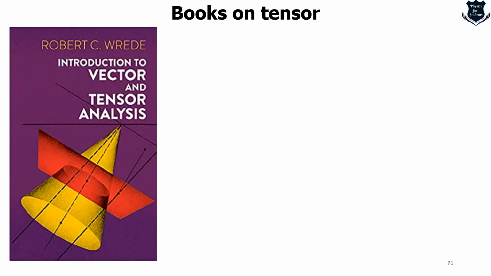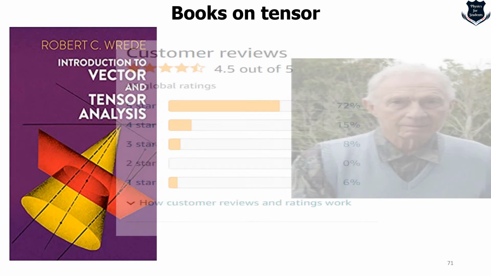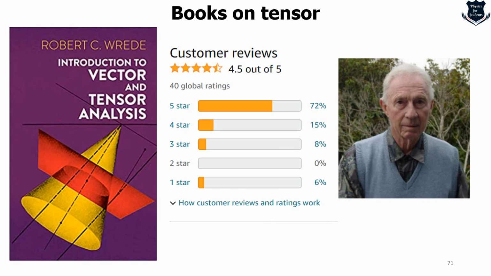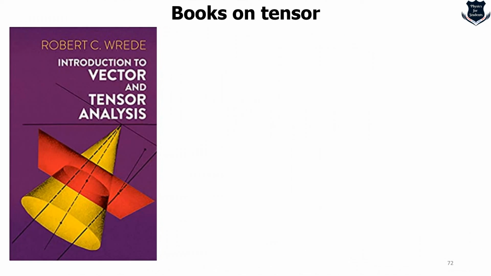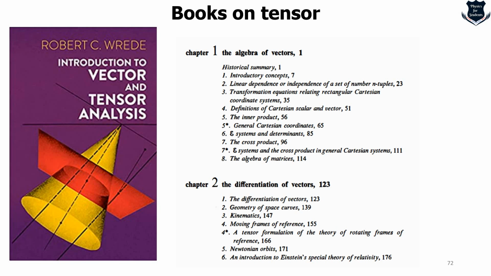The next book would be, yes, it is also what I would say mathematical in nature. It is called Robert C. Ward's Introduction to Vector and Tensor Analysis. 72% 5-star. This is Professor Robert. But most importantly, you will see again the book will start with framing you from the basics.